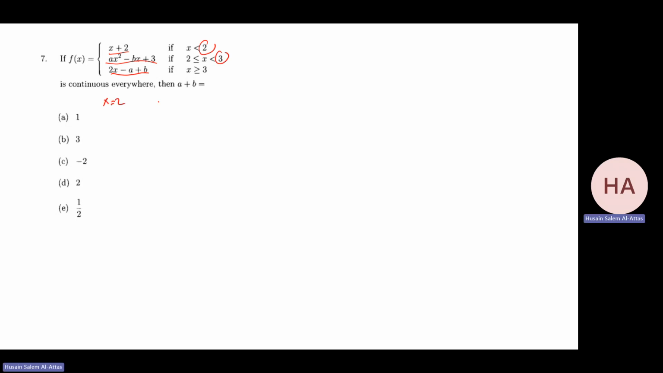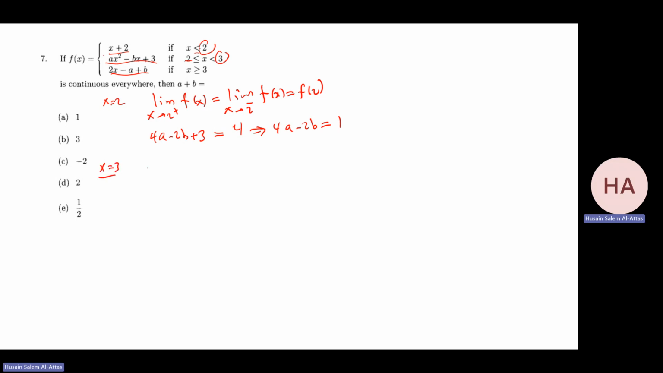x equals 2. The limit as x goes to 2 from the right equals the limit as x goes to 2 from the left, equals f at 2. From the right, I am here, so that will be 4a minus 2b plus 3. From the left, I am here, that will be 4. That means I have the equation 4a minus 2b equals 1.